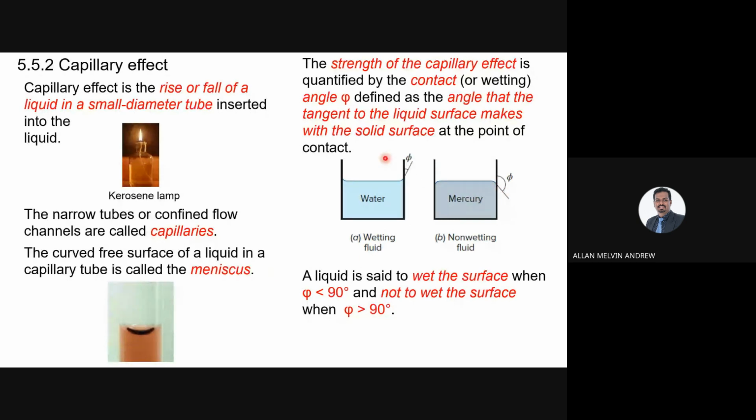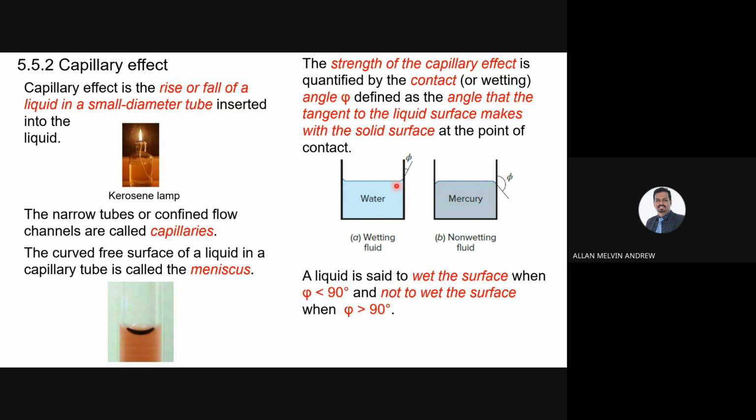So what's the difference? The strength of the capillary effect is quantified by the contact or wetting angle. When you put liquid in a container or channel, which we call a capillary, let's say you put water. Water, we know, is a wetting fluid. Wetting fluid means the meniscus will be like a U. So that is what we call a wetting fluid.